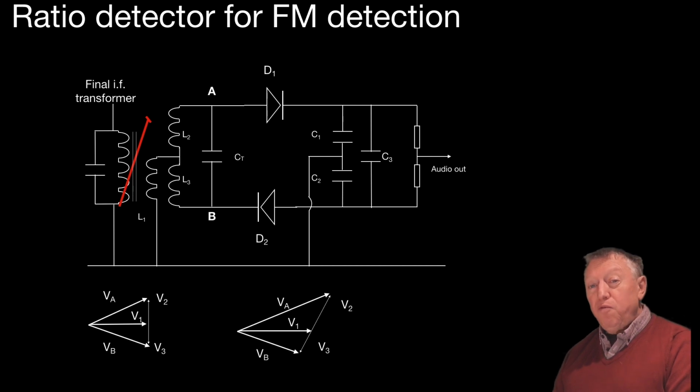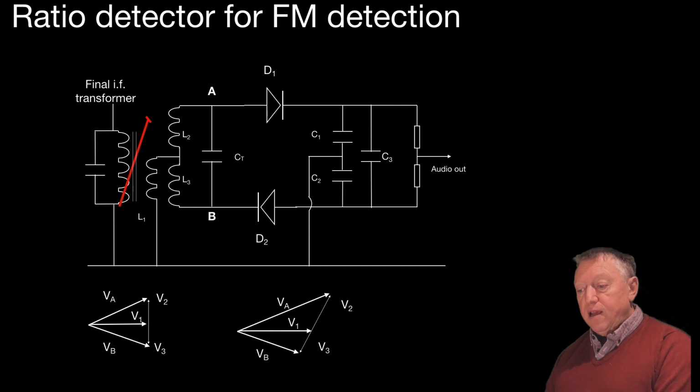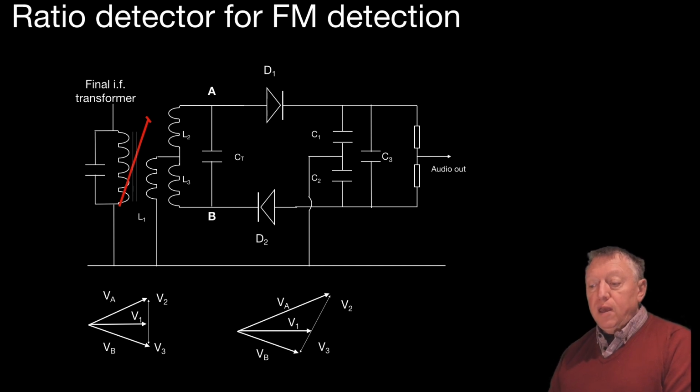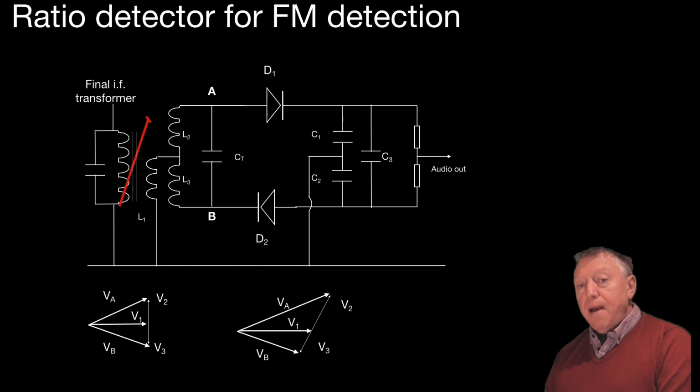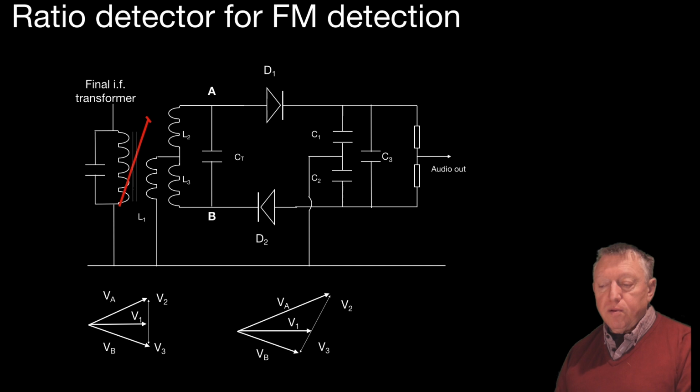However, if we move below the centre frequency, we get a phase shift at A, and so the vectors become unbalanced, changing the resultant voltage. So the resultant is changing in amplitude as the incoming frequency changes. With this happening, it's detected by the diodes D1 and D2. This provides an audio output.